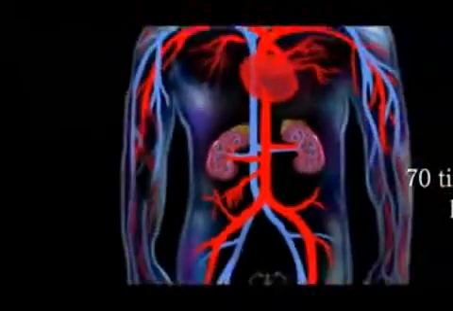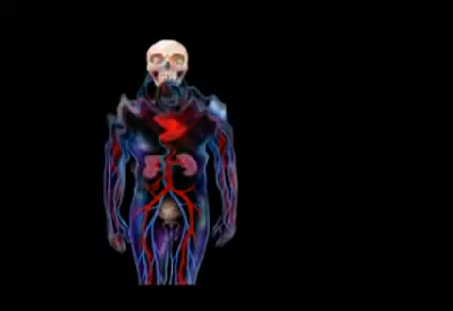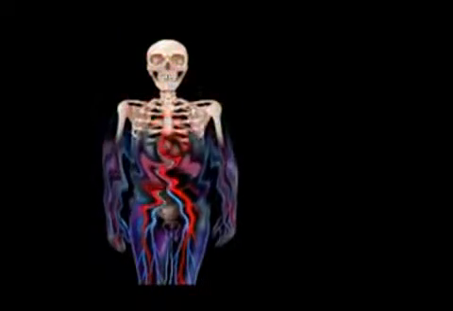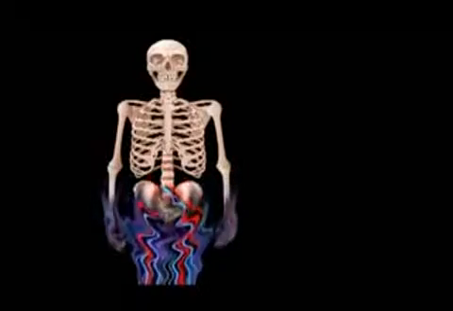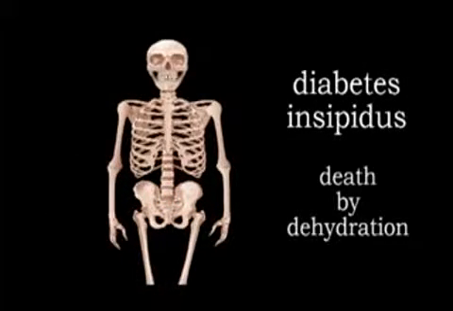If the nephron only absorbed fluid, our body would soon be in trouble. We would obviously lose far too much water and other materials that the body needs. This is what occurs in a disease called diabetes insipidus, which can cause death by dehydration.